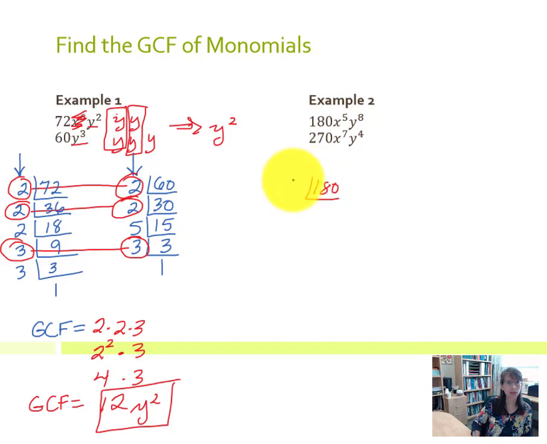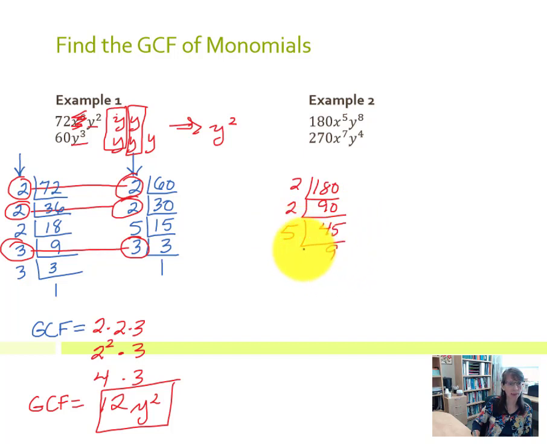Since it's even, I'll divide by 2. That leaves 90. Again, that's even, so I might as well divide by 2. That leaves 45. That's not even, but it ends with 5, so I can divide it by 5.